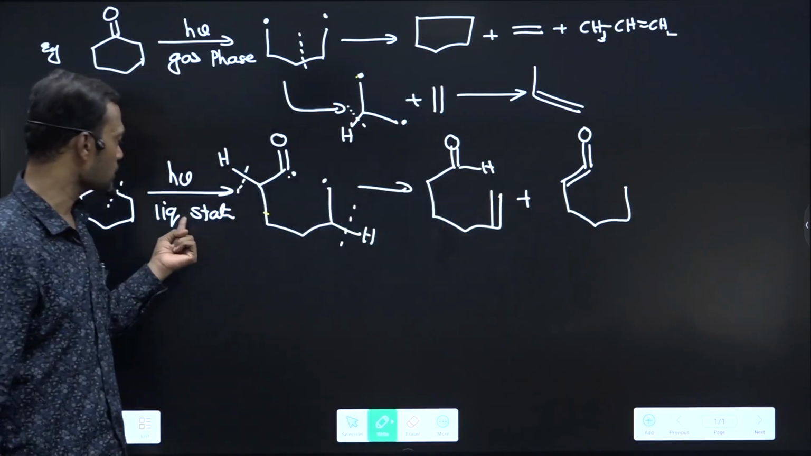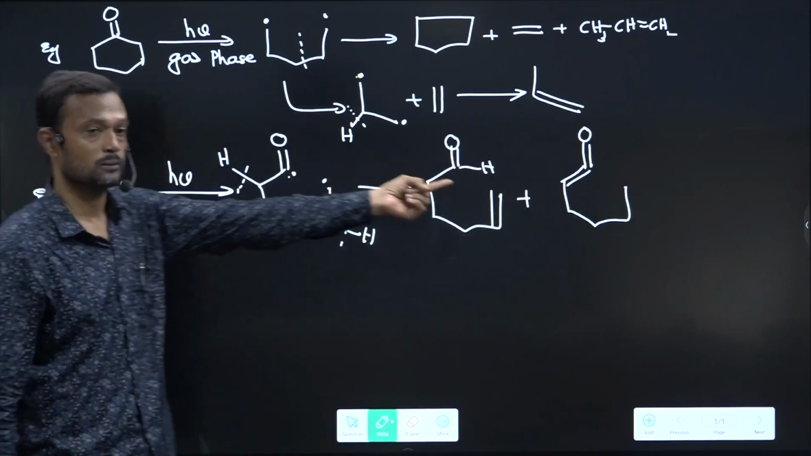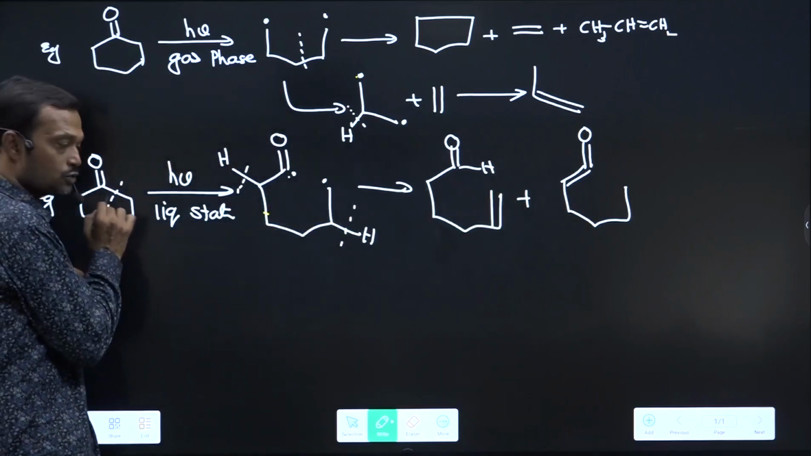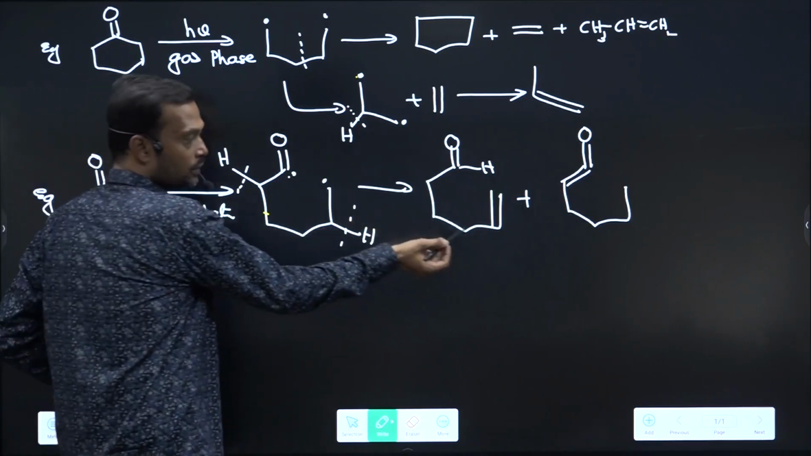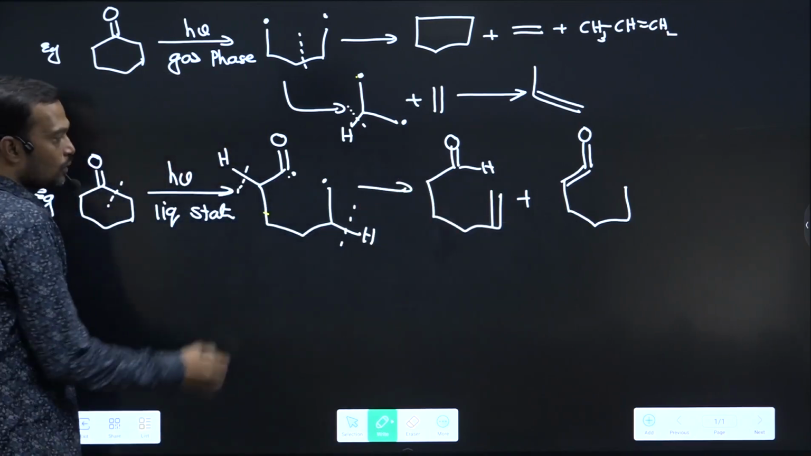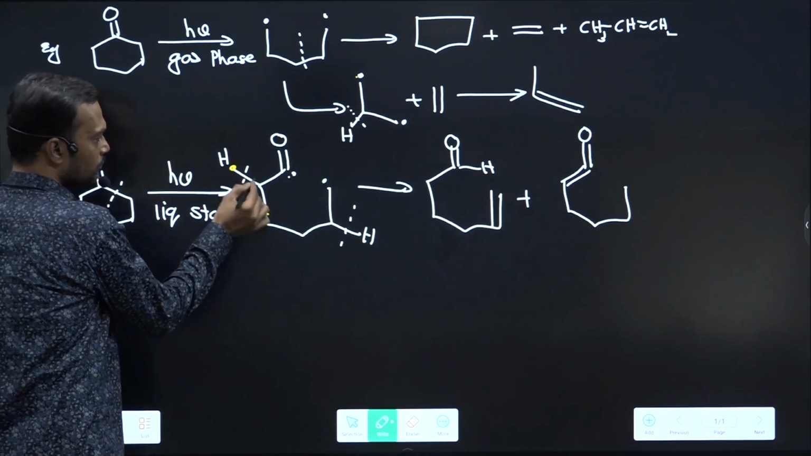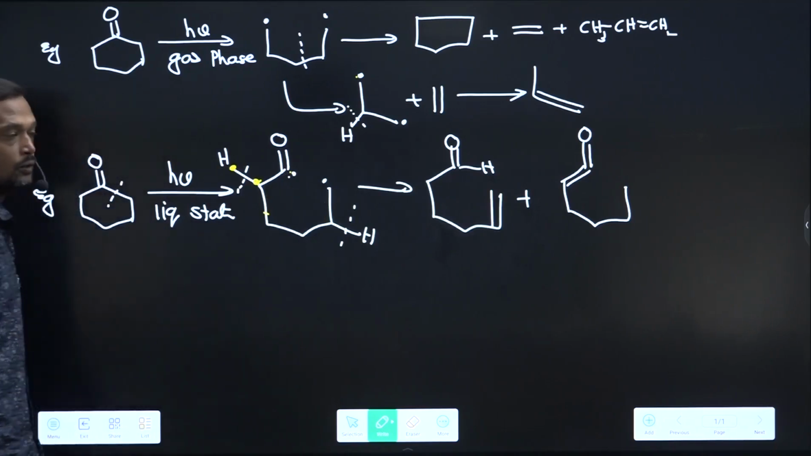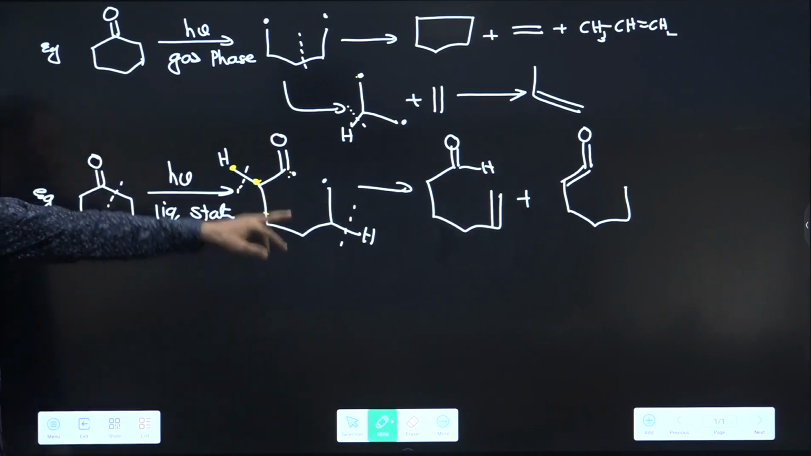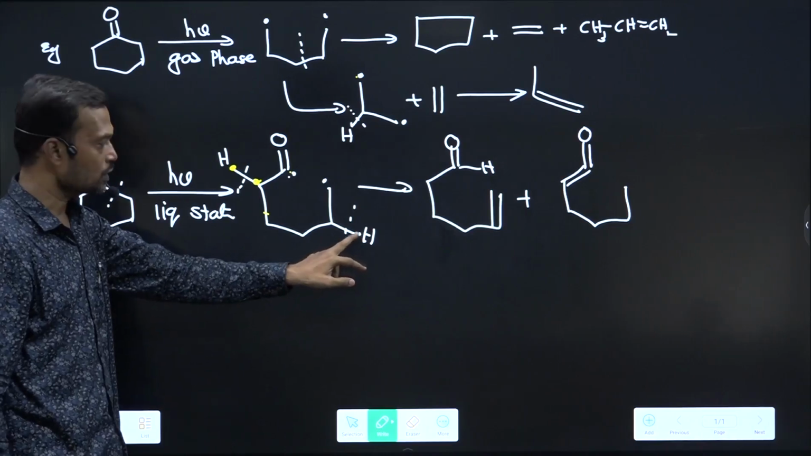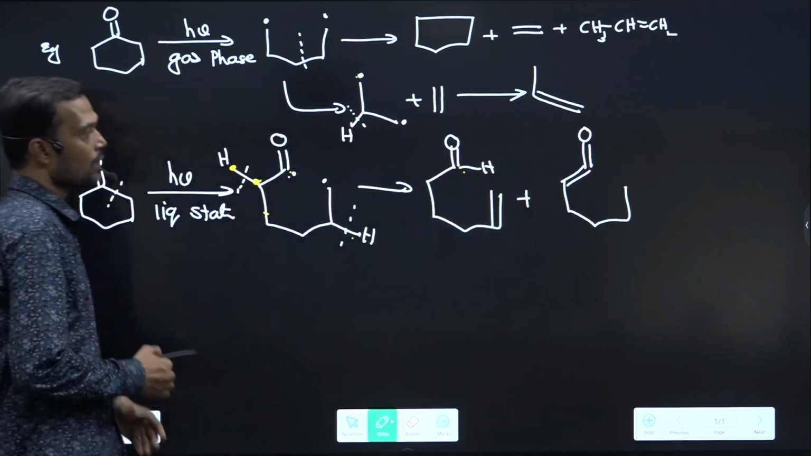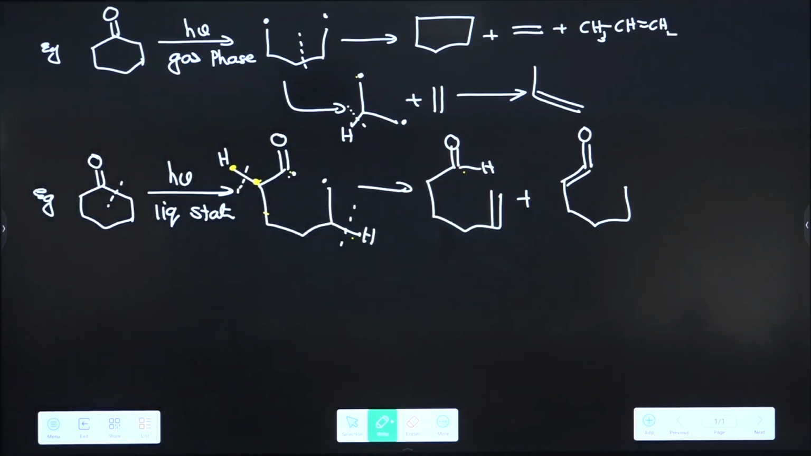If a solvent name is mentioned, at that time this is possible. But if they mention only liquid state as the physical state, this is major and this is minor. Ketene formation is minor. So if you migrate this hydrogen, this and this form a double bond, this hydrogen migrates from here to here. You will get that last answer. But if this hydrogen migrates from here to here, you will get a double bond and aldehyde. Unsaturated aldehyde in liquid phase.